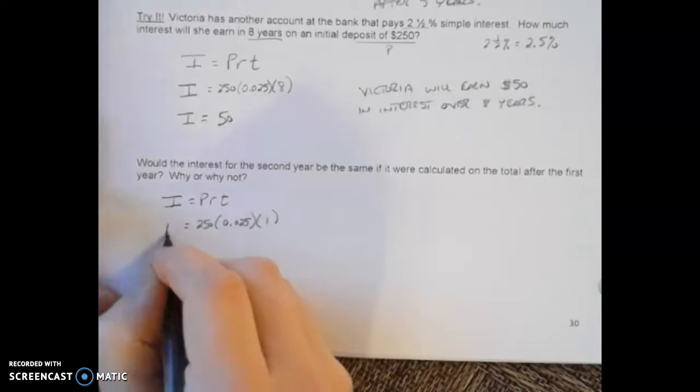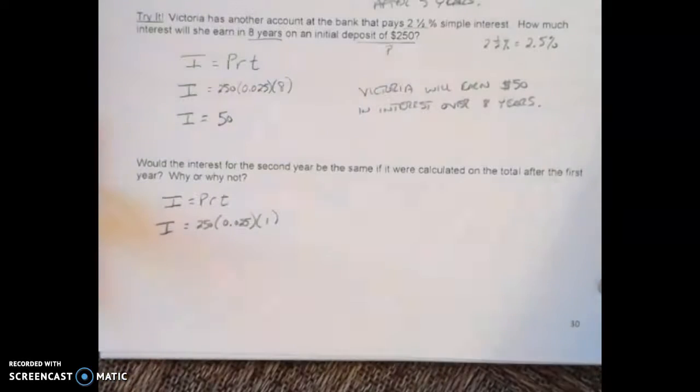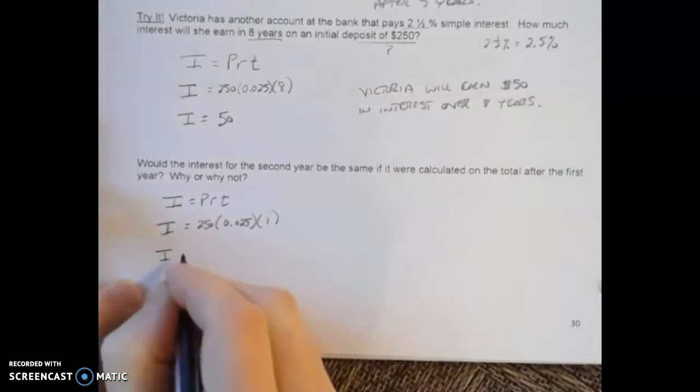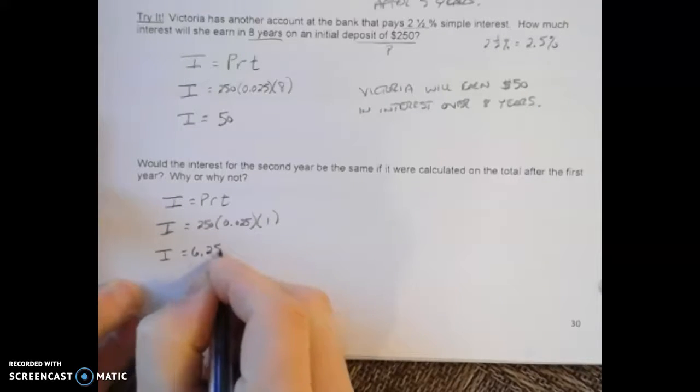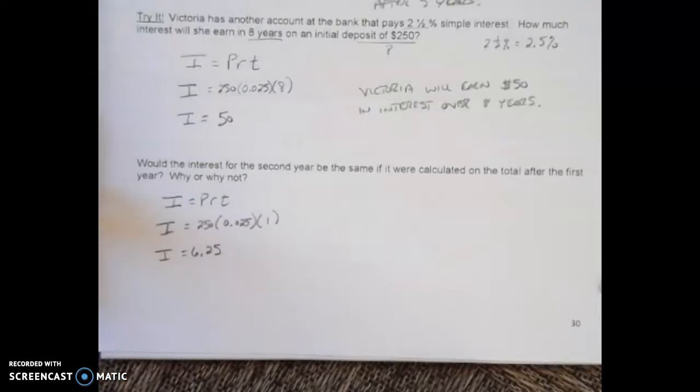Okay, and so all we have to do again is calculate the value of I. So when we go ahead and use our calculator, we're going to do 250 times 25 thousandths times 1, which is just going to give us a value of 6 and 25 hundredths, or $6.25.